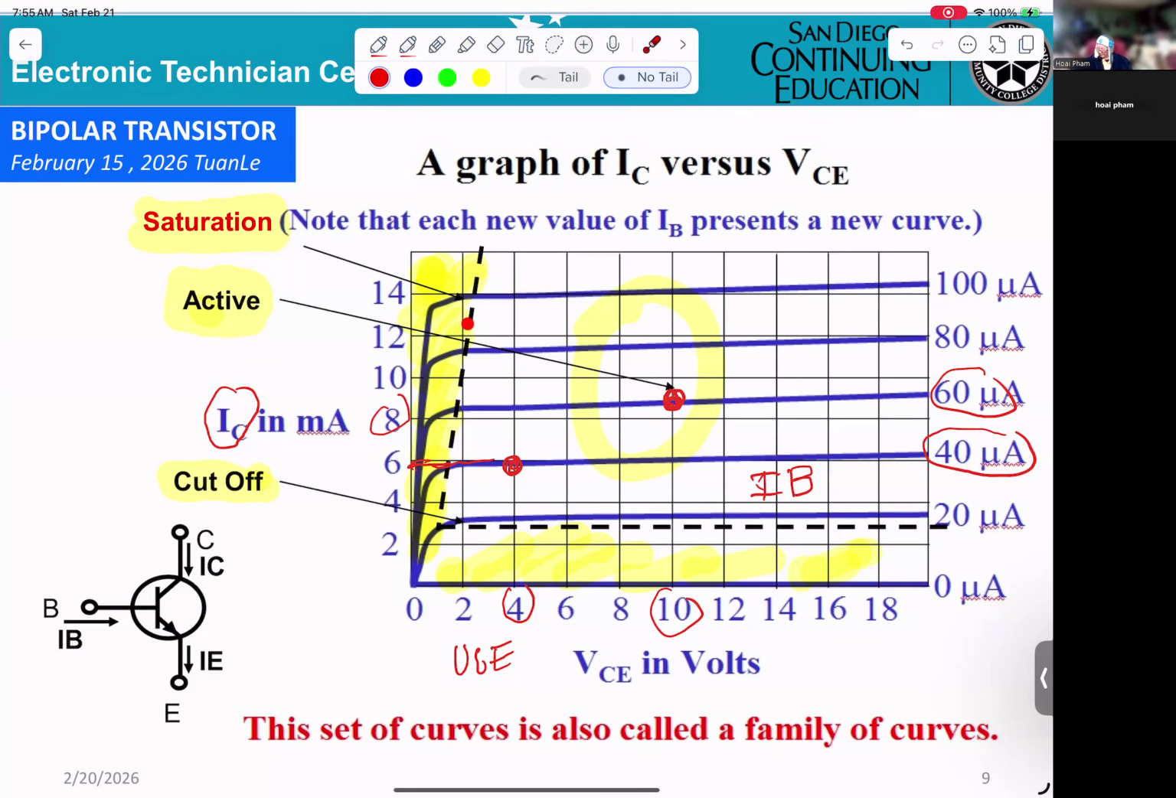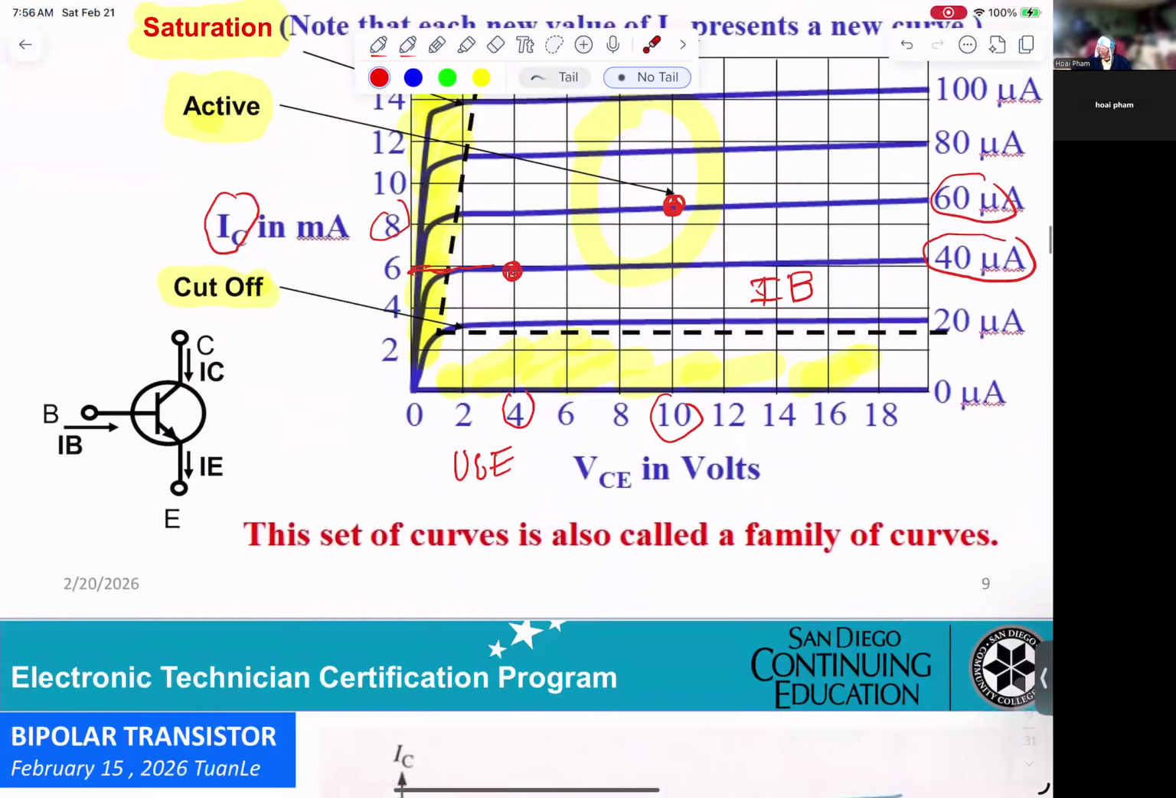Okay? Or you pick the point at this area. They can go to cutoff. When they design an amplifier, they guarantee it will be amplified no matter what. So that's why they pick the point in the middle here. This only helps you when you're looking into this one. You can understand each region.